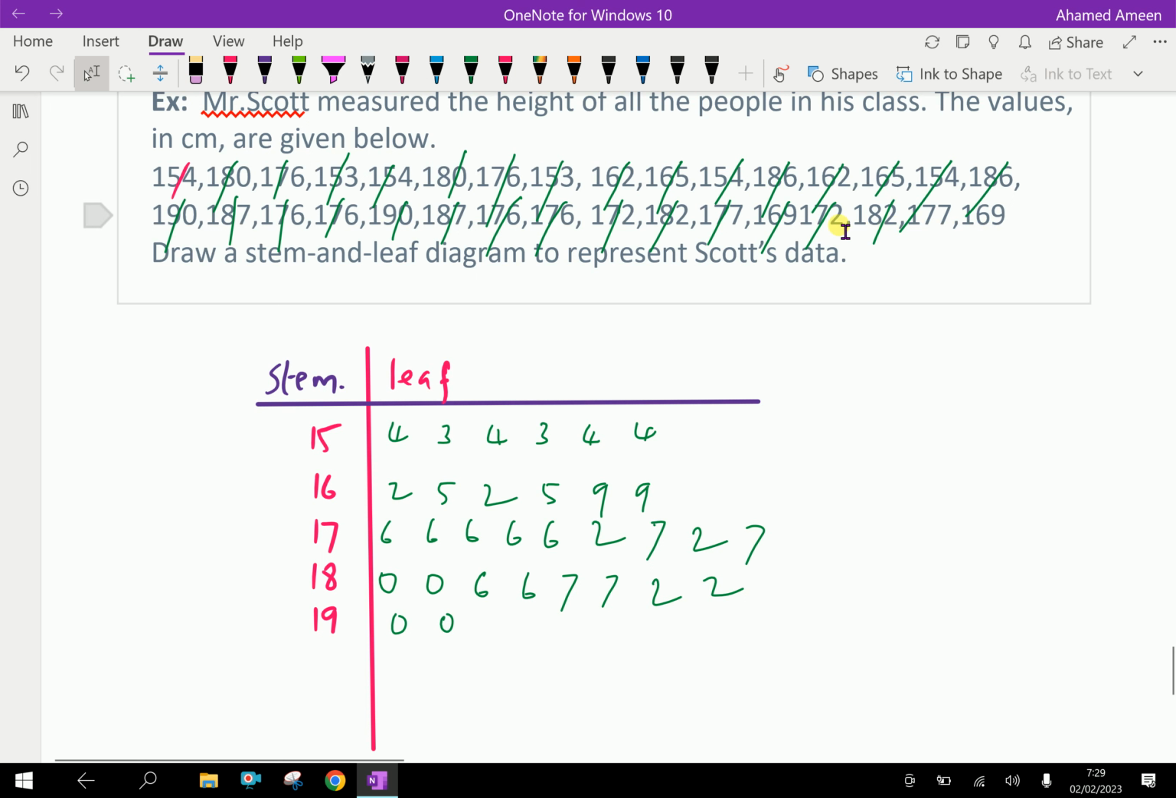Here you can count the total numbers, 33 in all. Here, 154, 180, 180, 176, 176, 153, 153, like we filled in all of that.